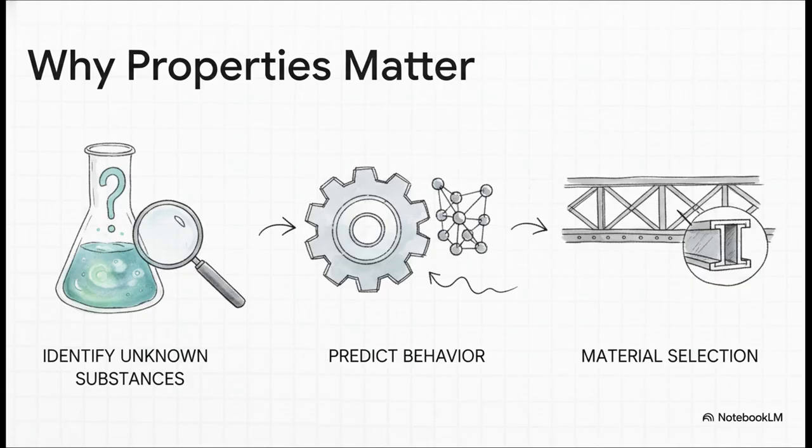Think about it. For a scientist, measuring the density and melting point of some mystery rock could reveal what it is. For an engineer, knowing the hardness and melting point of steel is the only way they can know if it's strong enough to build a skyscraper. We use these properties to identify, to predict, and ultimately to build and create.